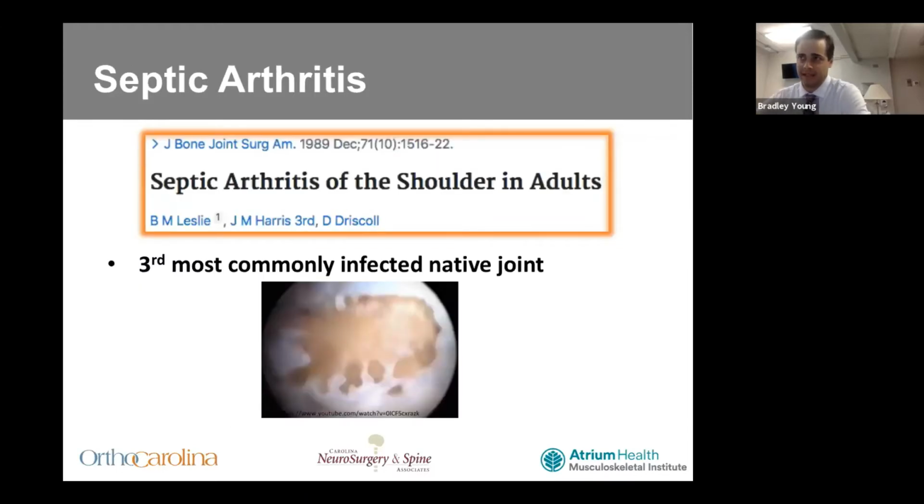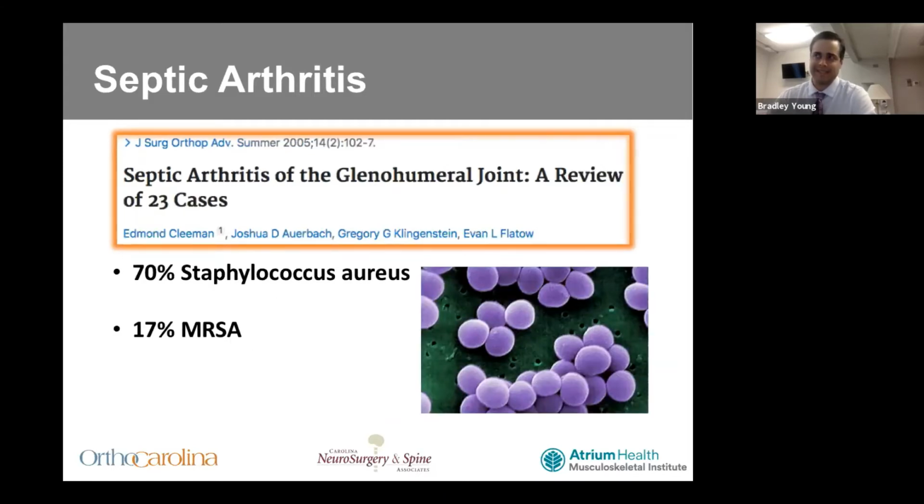To the next etiology, we're going to discuss septic arthritis. In this arthroscopic photo, you can see the irreversible grade 4 chondral damage that occurred with delayed treatment of the septic shoulder in a young adult. Staph is the most common infectious organism in septic shoulders. This review of 23 septic shoulders showed that 70% grew staph and 17% of those were MRSA.